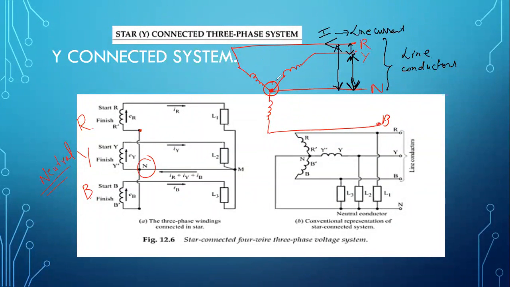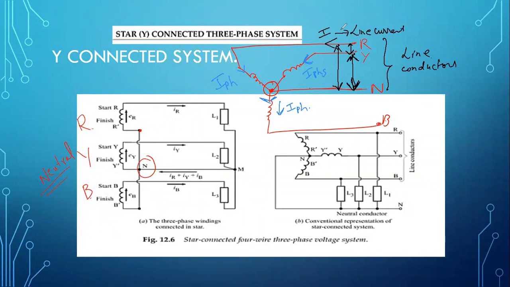And I told you these are the three phases, so the current passing through them, I'll use a different color so that you can identify it. This one is your phase current. Similarly, here my current is flowing in this way. This is again IPH, and this is again IPH. So these three are my phase currents, and this one is the line current.